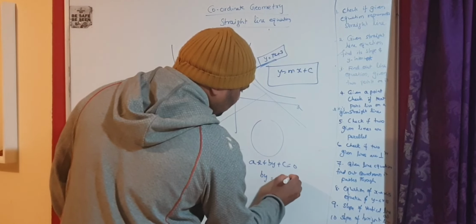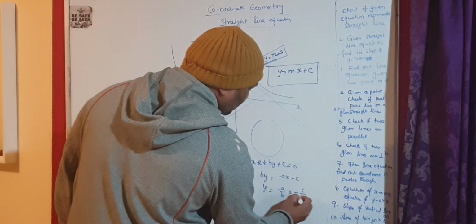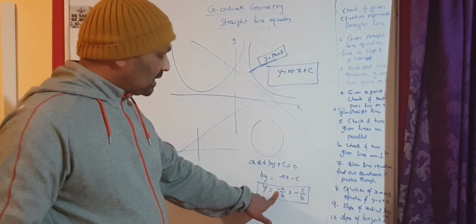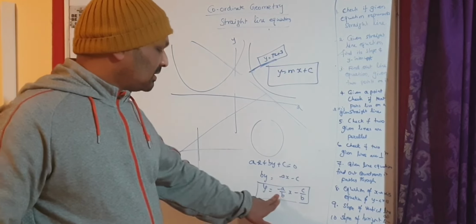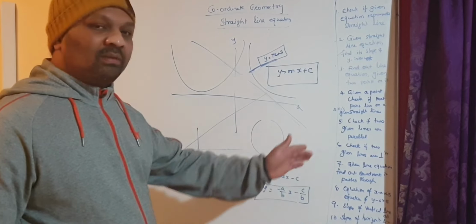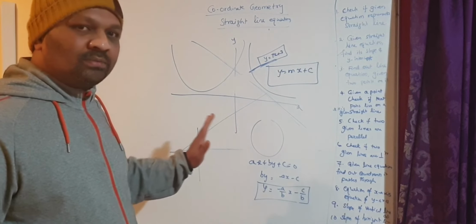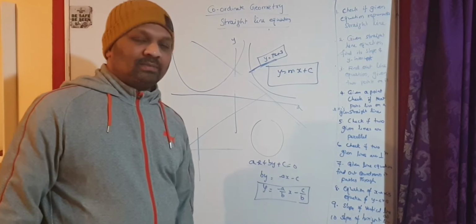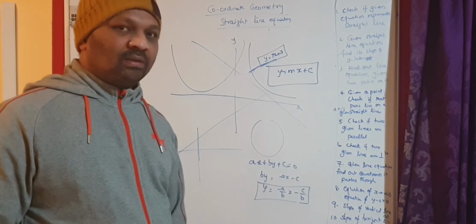If you convert, by is equal to minus ax minus c, y is equal to minus a by b x minus c by b. Okay, if you convert this equation into y is equal to mx plus c, you get this. In this case, m is minus a by b and the intercept is minus c by b. This is the y intercept and this is the slope. So any equation can be given as ax plus by plus c is equal to 0, or ax is equal to by plus c, or ax plus by is equal to c. Whatever way they are given, the first thing you have to recognize is whether it is a straight line equation or not. If it is, you try to convert it into y is equal to mx plus c format, and things will become easy afterwards once you bring the equation into that format.